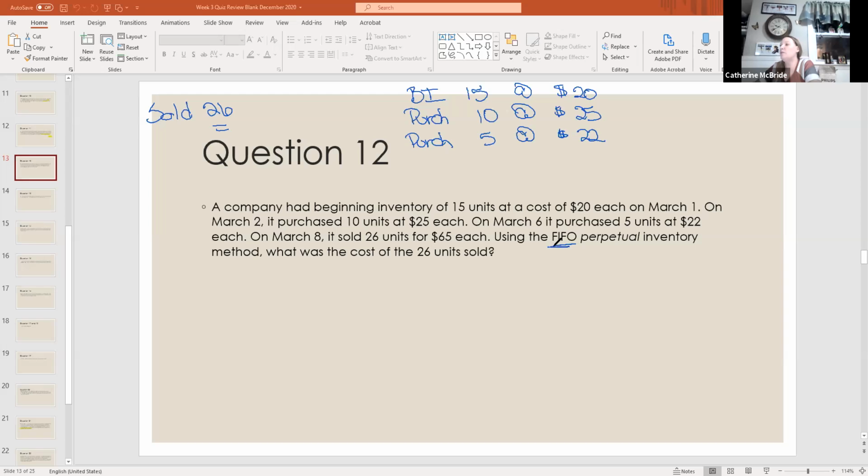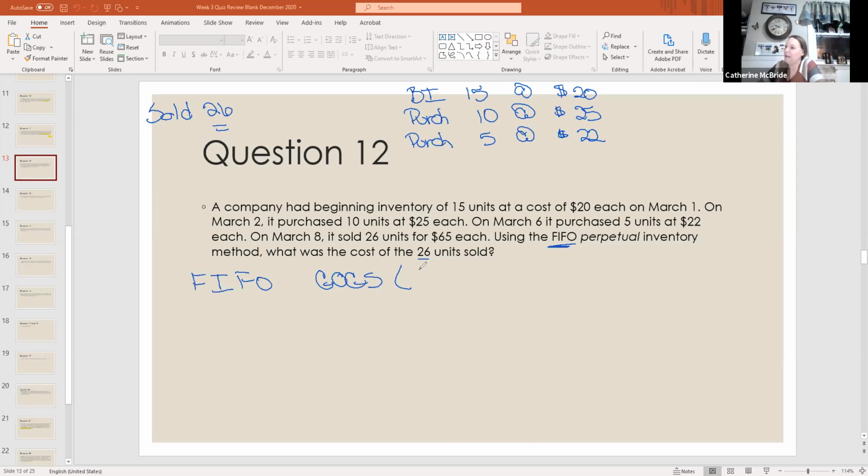Using first in, first out and perpetual, which again isn't a problem because there were no sales in the middle of the month. It's at the end. We want to know what was the cost of the 26 units sold. So we're doing first in, first out, and we're calculating how much cost of goods sold is. So first in, first out. For cost of goods sold, do I start at the top or the bottom?